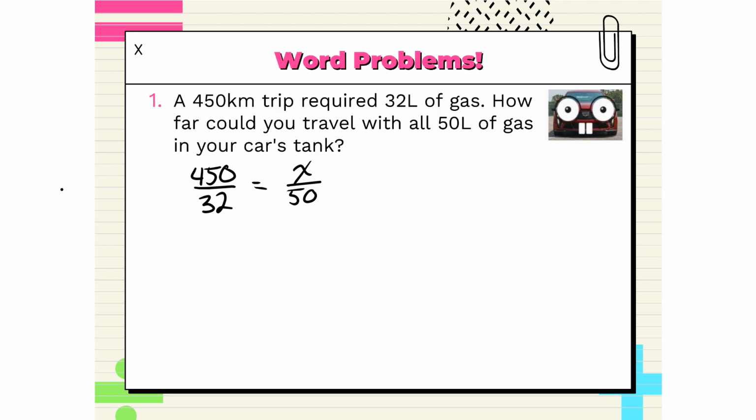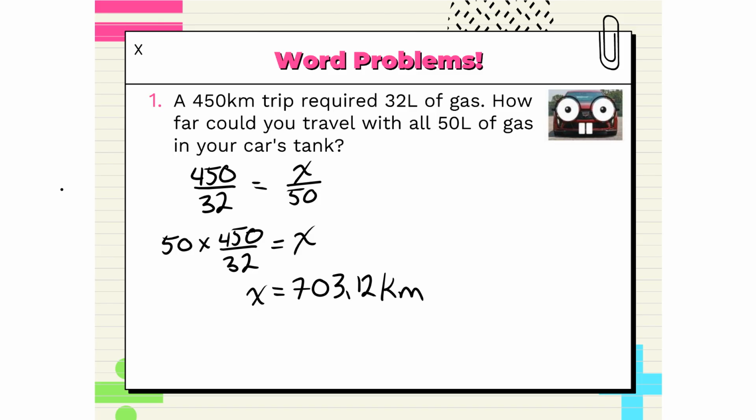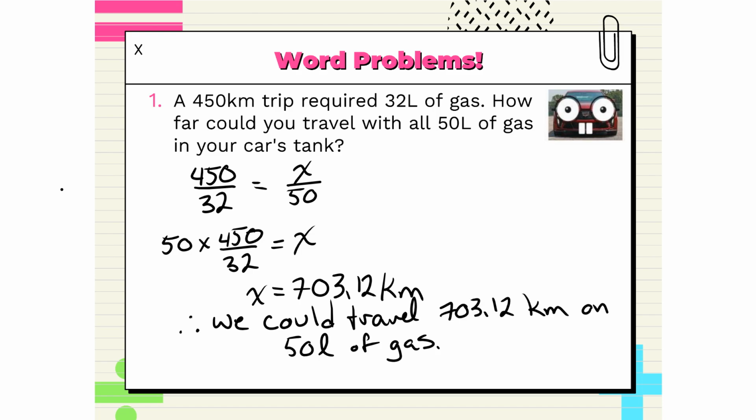The key to this problem is the setup. After this, it's just cross multiplication. So you've got 50 times 450 divided by 32 is equal to x. And you end up with x is equal to 703.12 kilometers. And since it's a word problem, we should always finish off with a sentence statement that says we could travel 703 kilometers on 50 liters of gas.